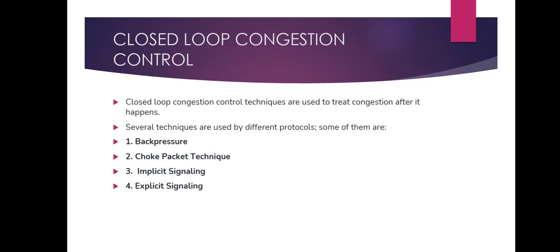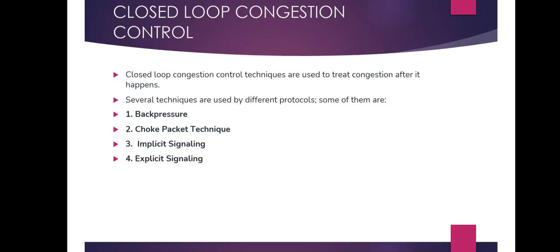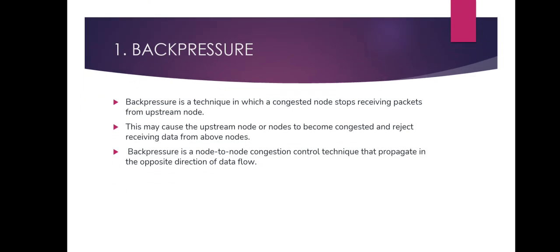And the second type of congestion control is closed loop congestion control. Closed loop congestion control techniques are used to treat congestion after it happens, meaning after congestion has occurred, how to control it. So there are some techniques used to control and avoid congestion. First is back pressure, second is choke packet technique, third is implicit signaling, and fourth is explicit signaling. So first is back pressure. Back pressure is a technique in which a congested node stops receiving packets from the upstream node.